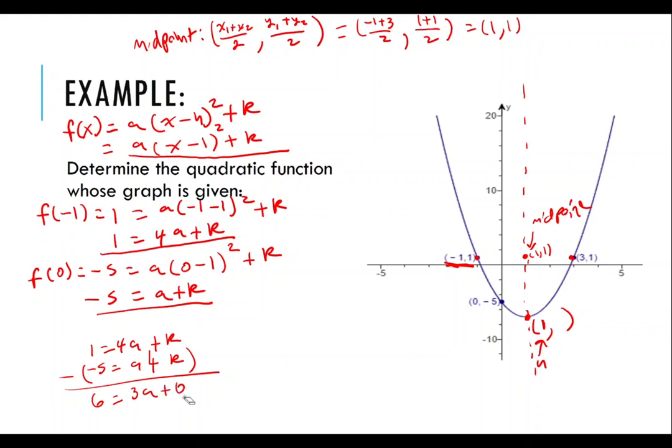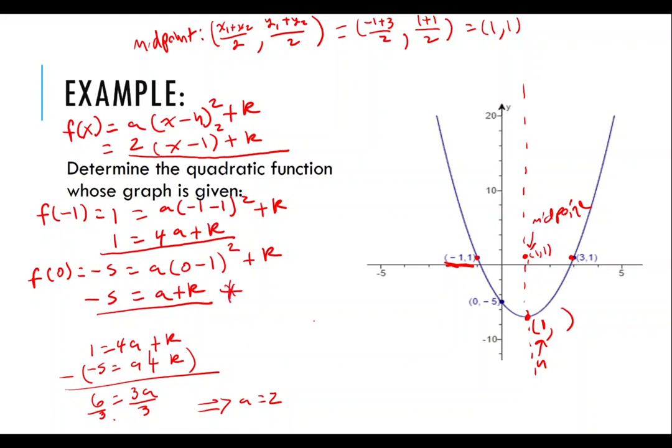And so I get 6 is equal to 3a, and since 6 is equal to 3a, I can solve for a. Divide by 3, a is equal to 2. Great, I found a, so now I know that the coefficient there is 2. Only thing left to find is k, so pick one of these equations, throw the 2 in. I'm going to choose this one.